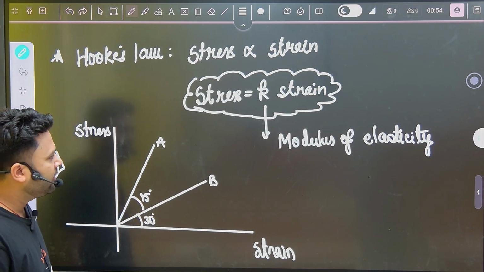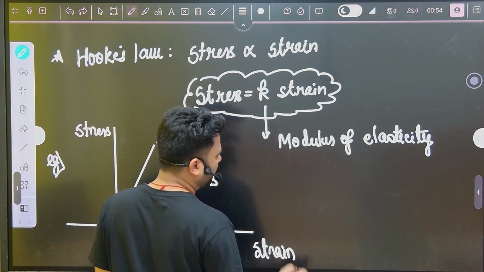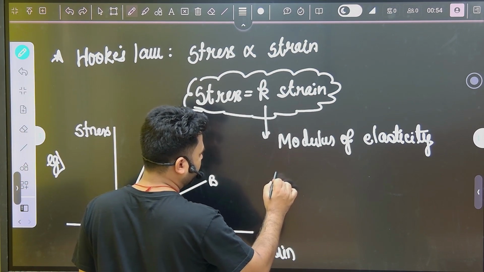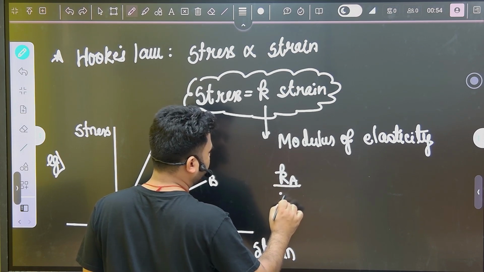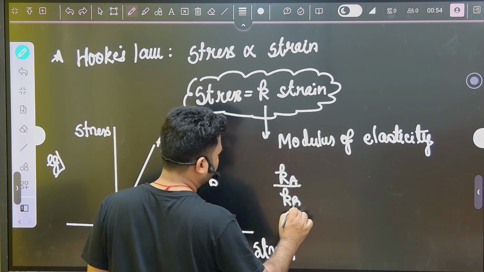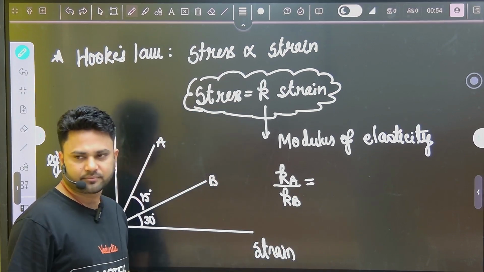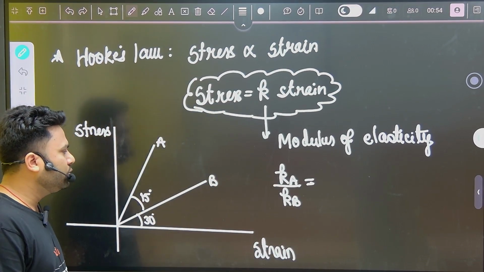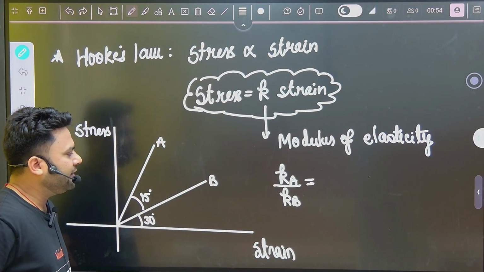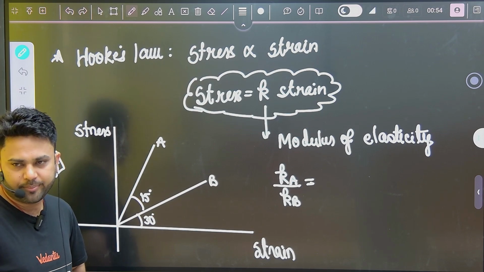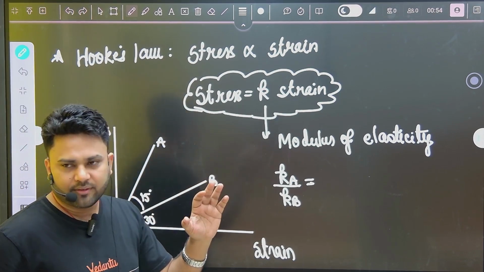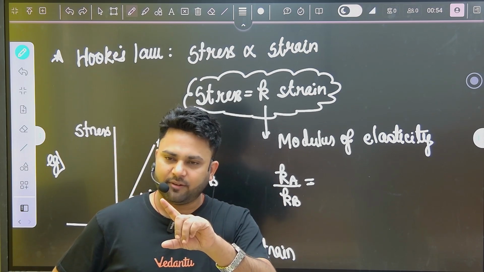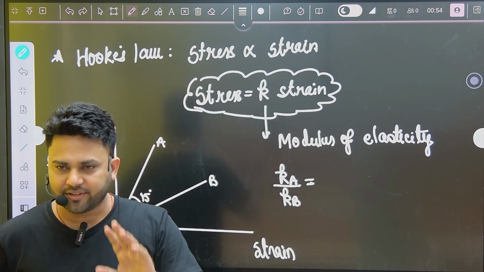Okay. They are asking for the modulus of elasticity, the K value. What is the ratio of the K value of A to the K value of B? Correct. Now, how do we know the K value of A and the K value of B? See, you know one basic thing. Basic mathematics I have uploaded, so go through that lecture also.